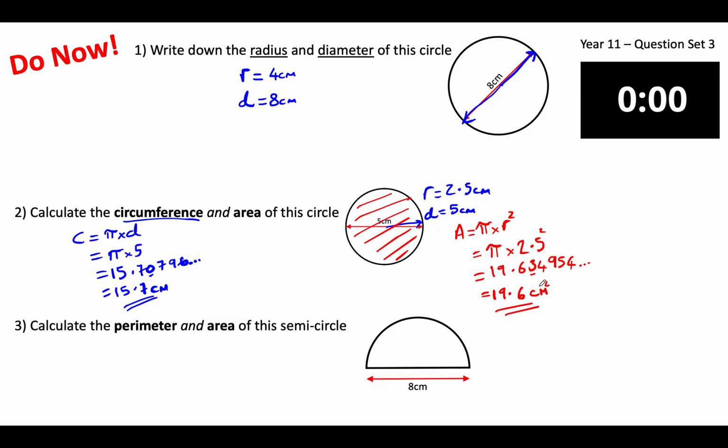We were working in centimeters. Area is always a unit squared, so it's centimeters squared in this case. Right, perimeter and area. We'll do the area first on this, and we'll come to the perimeter in a minute. Now, area of the semicircle.